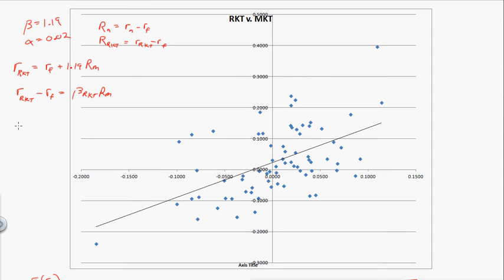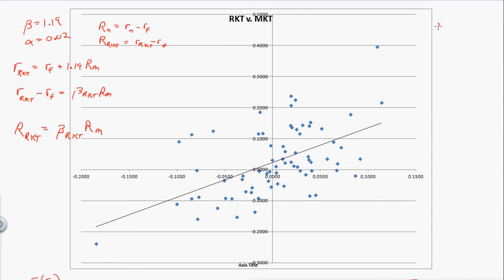So this is kind of the bottom line here. The return on Rock 10, and by capital R I mean the return above the risk-free rate, should be equal to the beta of Rock 10 times the market risk premium. That should always be true, so we'd always have the blue dots exactly on the line. The blue dots are not exactly on the line, which means this doesn't predict exactly what's going to happen.